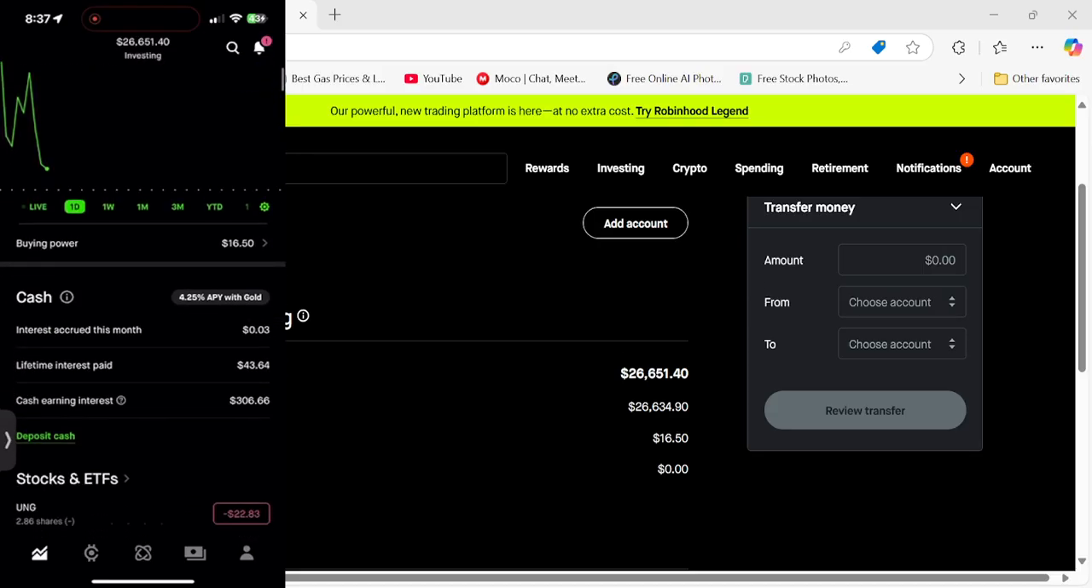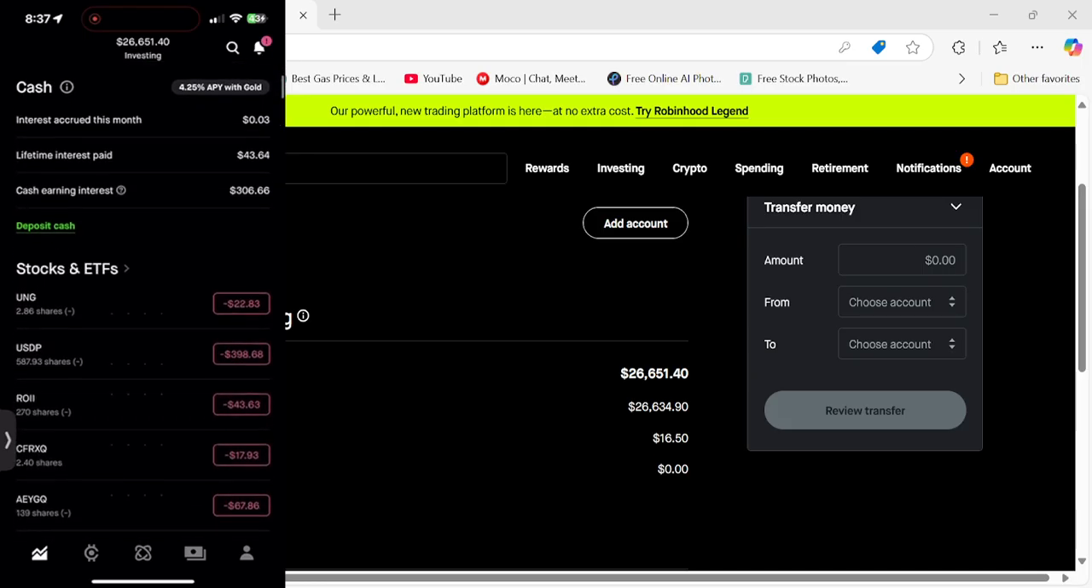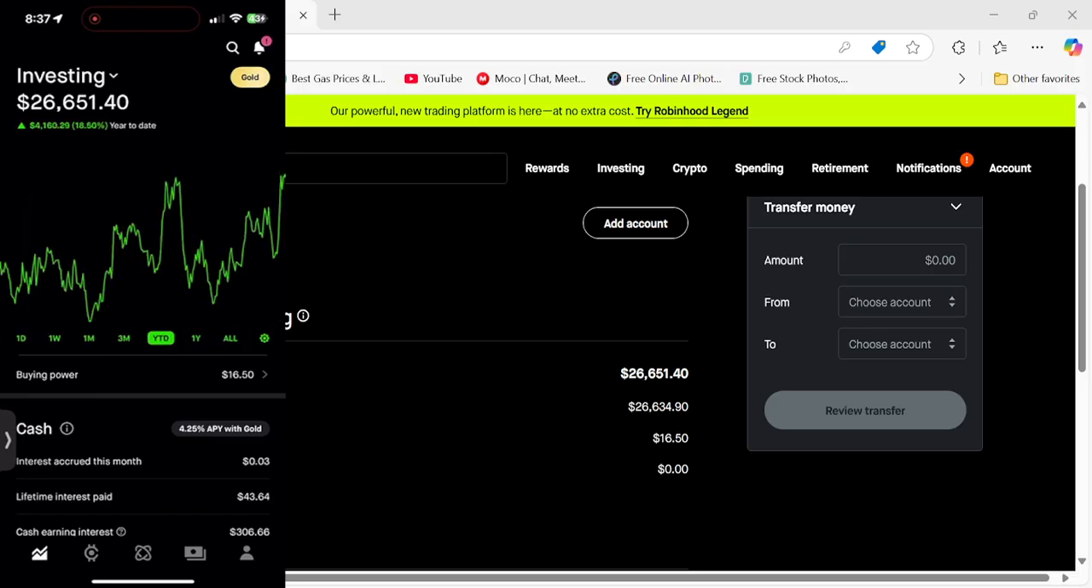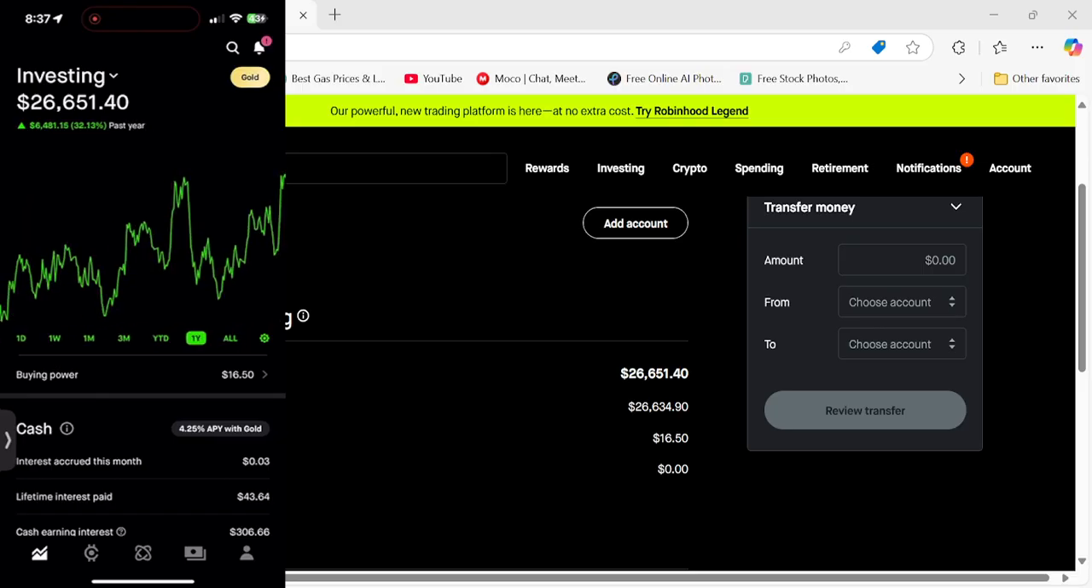So what it is, you get the Robinhood app. And you can see I've got 26,000 in there. And so far over the past year, I'm up 6,481.15. You can see that right there.